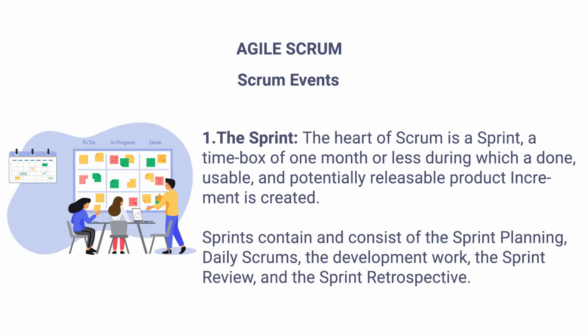Scrum events. The heart of Scrum is the sprint, a time box of 1 month or less, during which a done, usable, and potentially releasable product increment is created. A sprint consists of the sprint planning, daily Scrum, the development work, the sprint review, and the sprint retrospective.